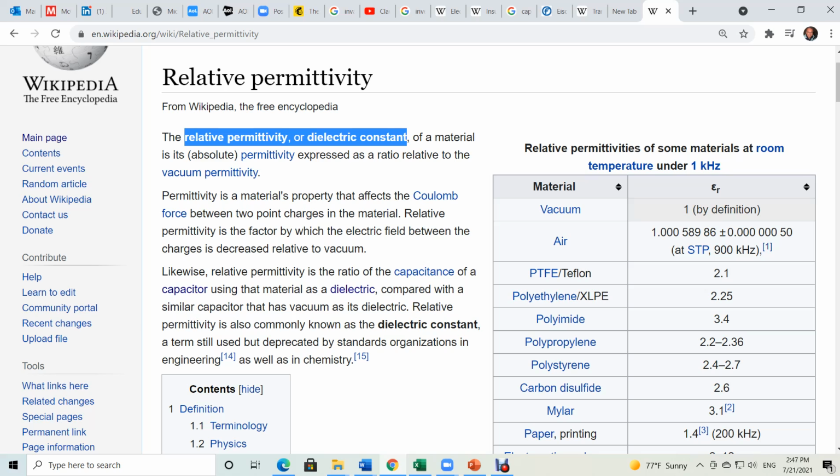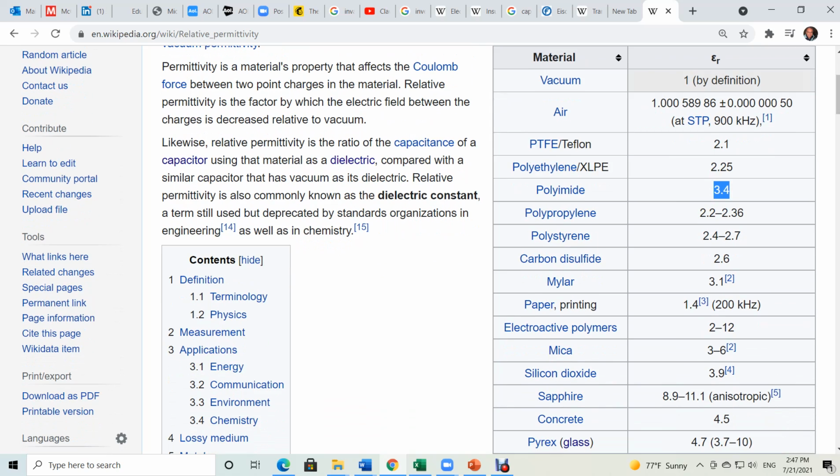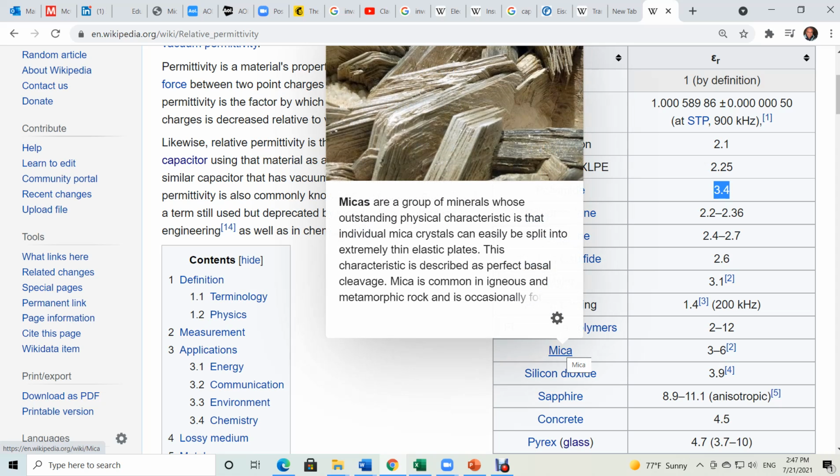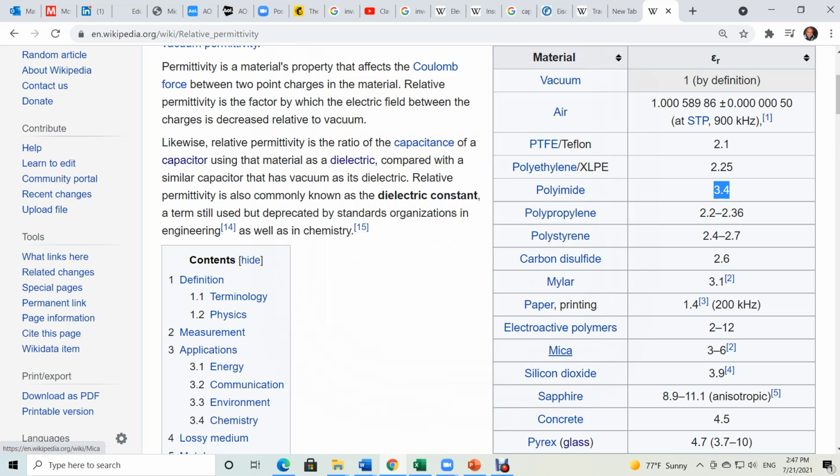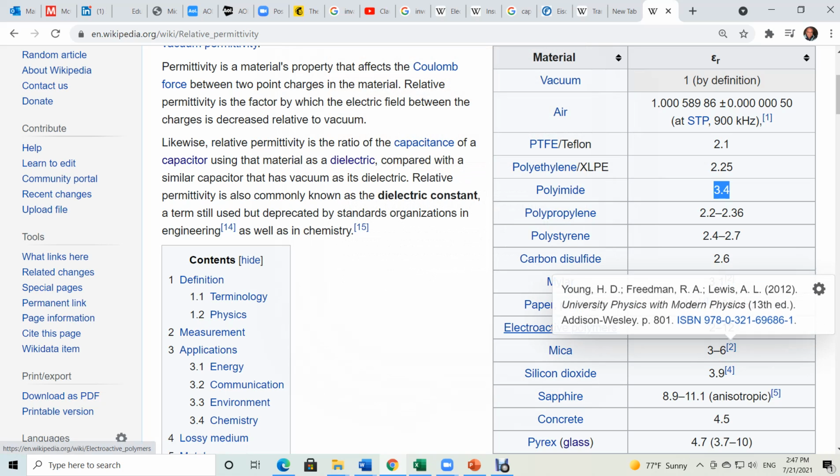Okay, for air and vacuum it is close to 1. It's a little bit more than 1, but for air, by definition, it is 1. Teflon is 2.1, just like we saw in the simulation. Polyethylene is 2.25, polyimide 3.4, and so on. We have mica here, which has a very high dielectric constant, anywhere between 3 to 6, depending on the mica.